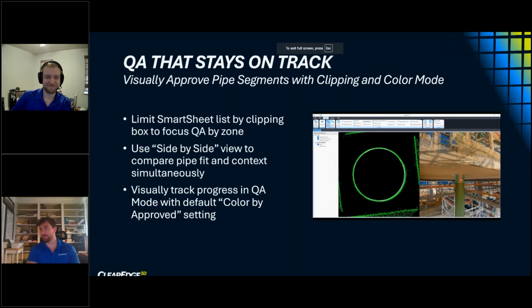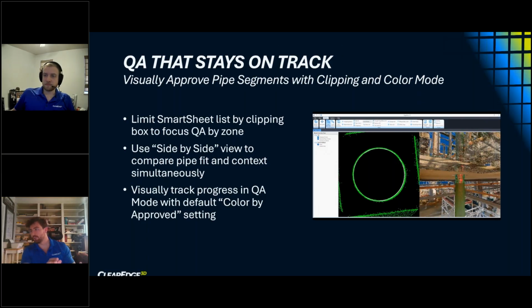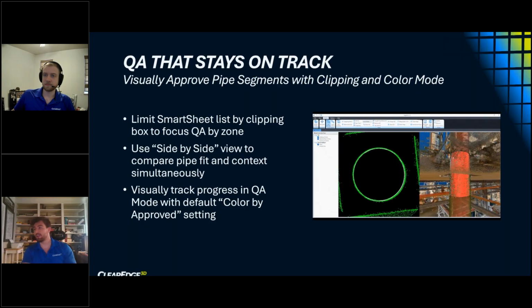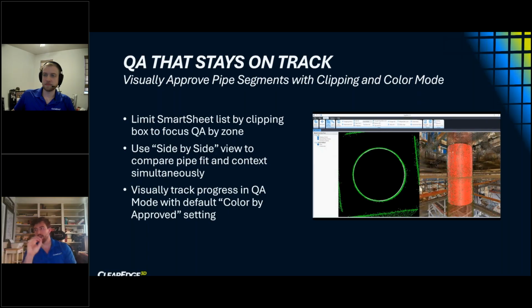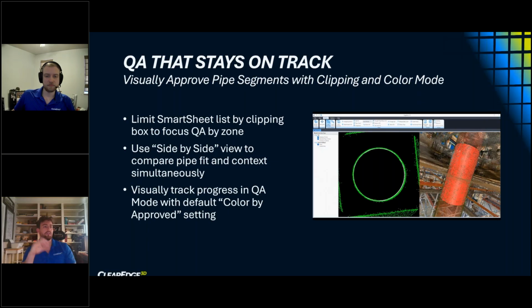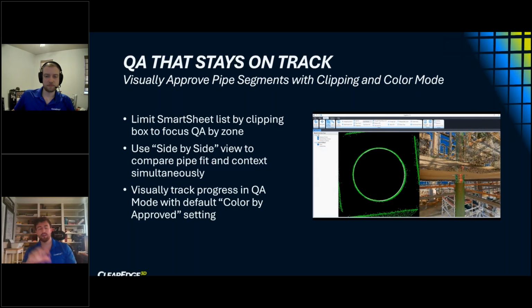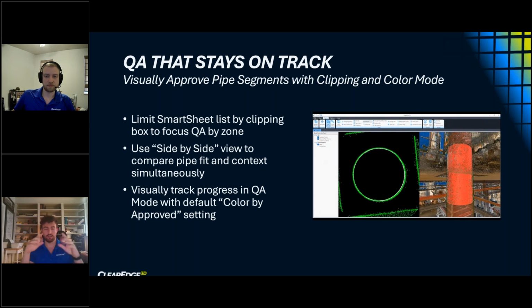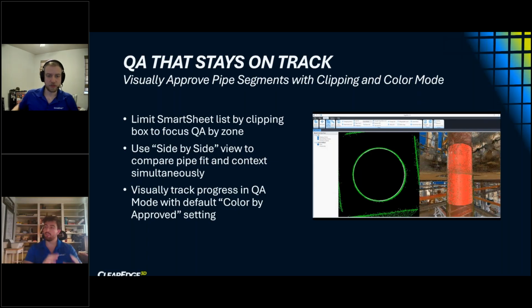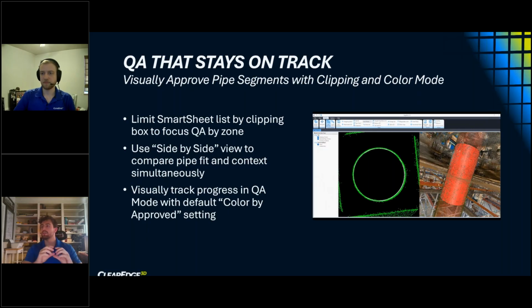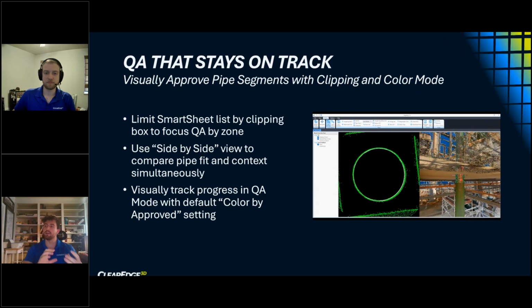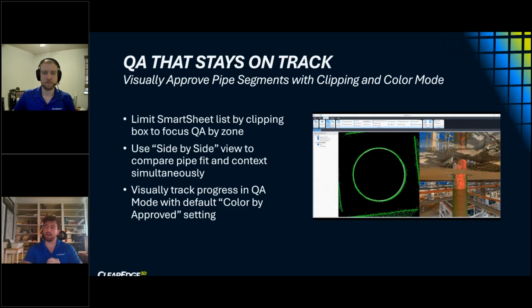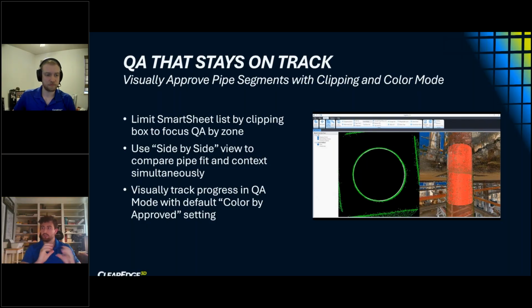Yes, the QA. This is going to be one of the ones that a lot of people who have used EdgeWise previously will notice. We now can do side-by-side views in the piping, just like with structural steel. So now you have the 3D view as well as the down the barrel view. So you can see this is the pipe that you're checking and it's the point cloud. Another cool thing we did with the clipping boxes is now if you have a zone or an area clipped out, only pipe segments in that zone will appear in the smart sheet. So that way you can make your QA a lot more focused to the areas of interest that you're actually trying to work on. Another big one, a little one, is the colors.